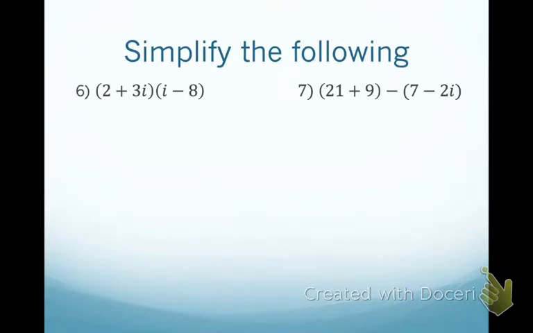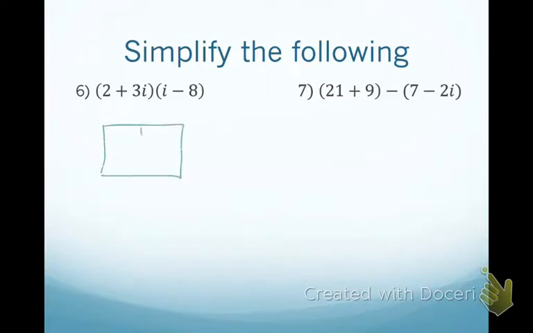Let's do just some operations with the i term, the imaginary unit. So remember that the imaginary unit is the same thing as the square root of negative 1, and then i squared is the same thing as negative 1. So we always replace i squared in our problems with negative 1 to simplify.